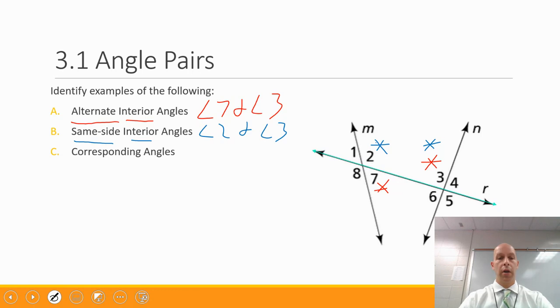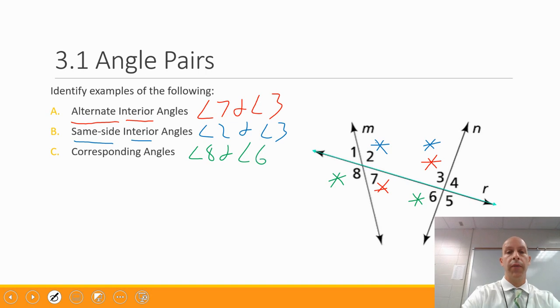Corresponding angles. Corresponding angles would be angles that, if we were to pull lines M and N on top of one another, then the angles would be corresponding. So for example, I'm going to refer to angle 6 and angle 8 as corresponding angles. Both angles are below the transversal, and both angles are to the left of their respective lines M and N. So angle 8 and angle 6 are what we would call corresponding angles.